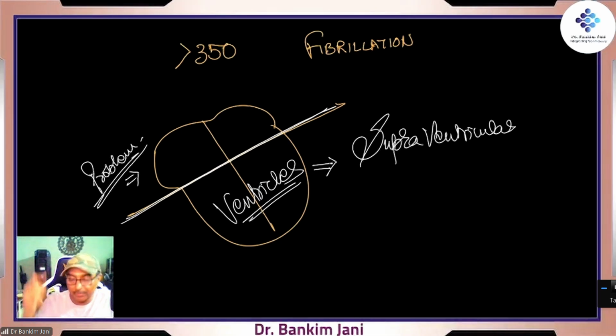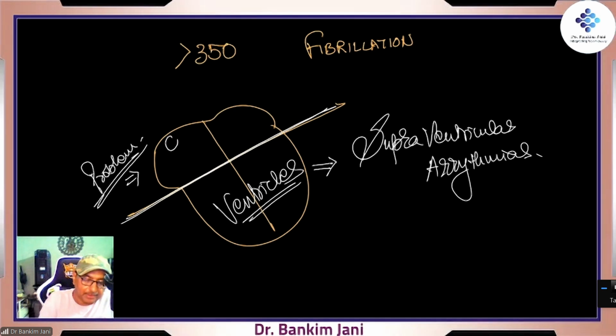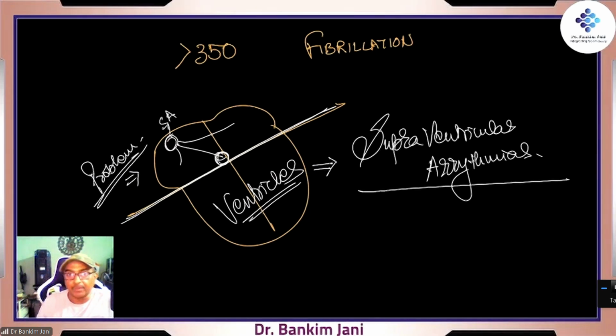Because it is above. Arrhythmias. So how can it really occur? SA node has got some problem. So that is above the ventricles. AV node has got some problem. So again, it is above. Bundle of His has got some problem. Again, it is above the ventricles. So that's why when we say supraventricular arrhythmia, it could be supraventricular tachyarrhythmia or supraventricular bradyarrhythmia. That means they are beating at a faster rate or slower rate.